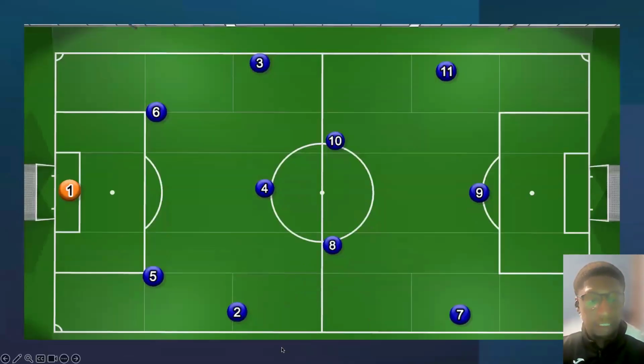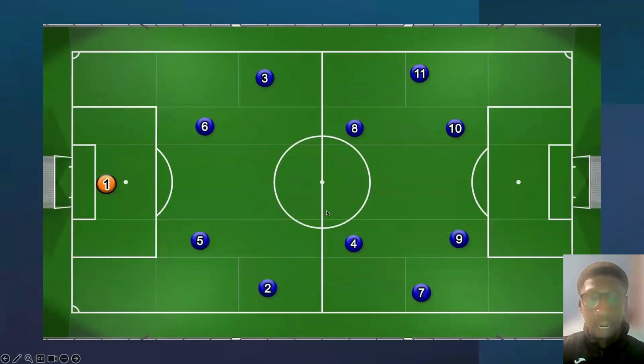So here are some examples of where you'll find the fullback. We've got a 1-4-3-3 formation. You'll have a right back, the number 2, and then a left back will be the number 3 in this formation.